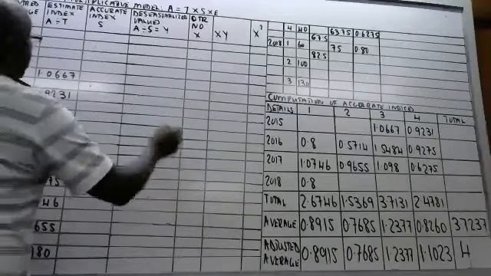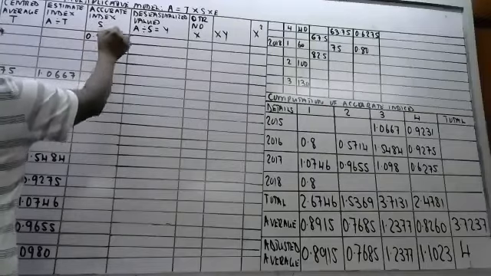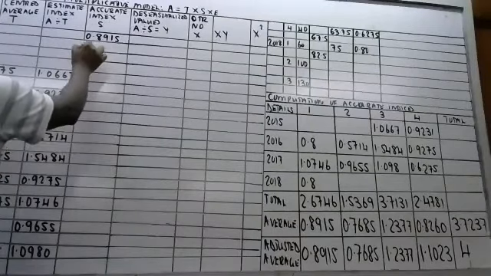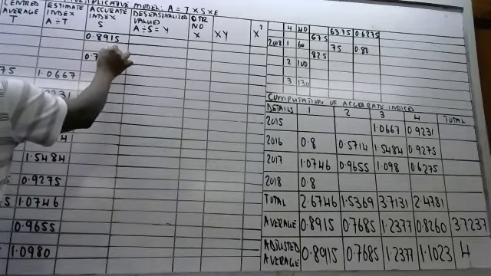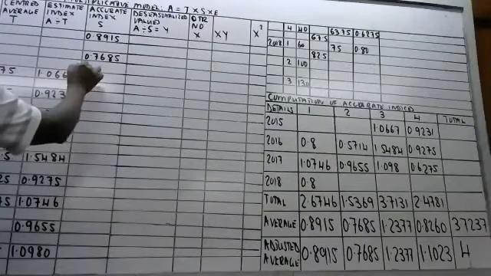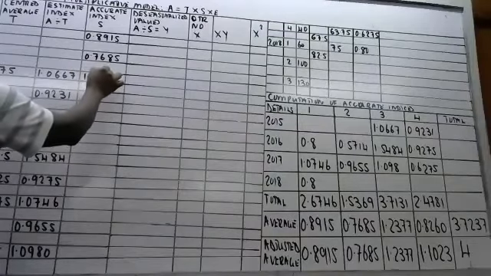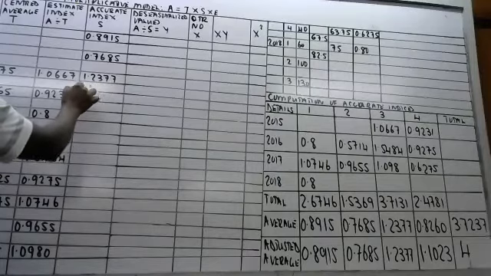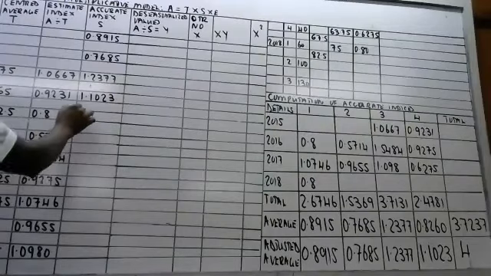Water 1, it is 0.8915. Water 2, 0.7685. Water 3, it is 1.2377. Water 4, 1.1023. Then we start repeating.